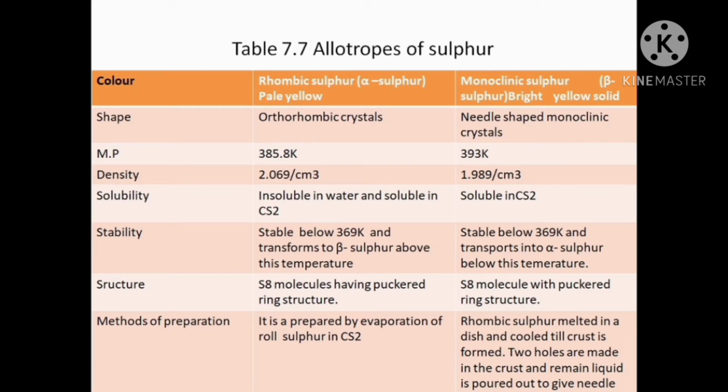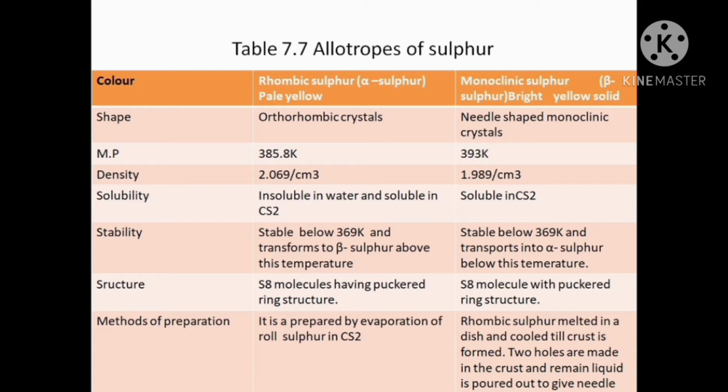There are two allotropes of sulfur, alpha sulfur and beta sulfur. Alpha sulfur is also called rhombic sulfur, and it is pale yellow in color, while monoclinic sulfur, beta sulfur, is bright yellow in color. It is solid in nature. Rhombic sulfur and monoclinic sulfur differ in some of the following points.